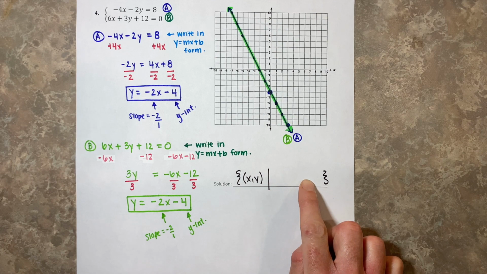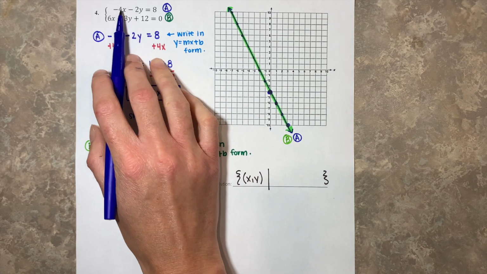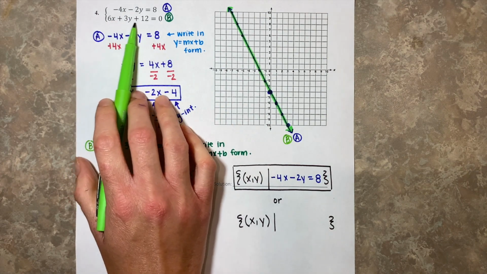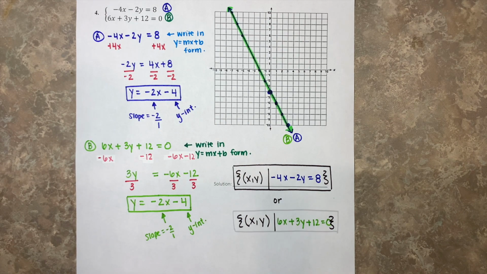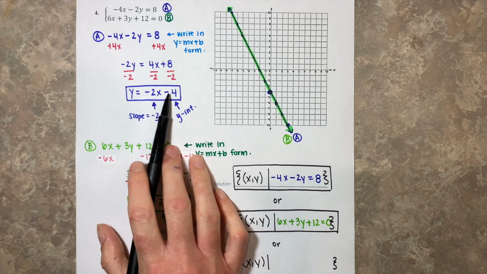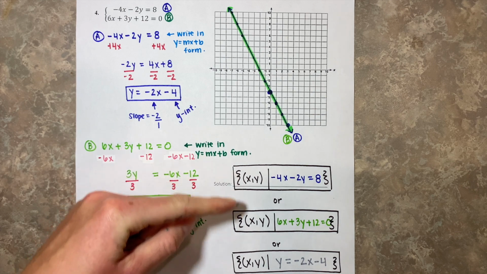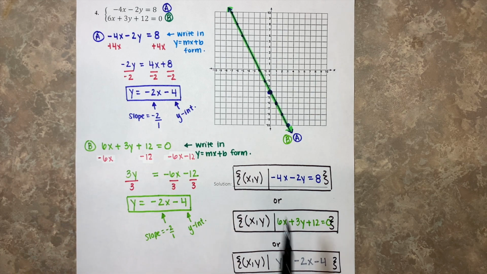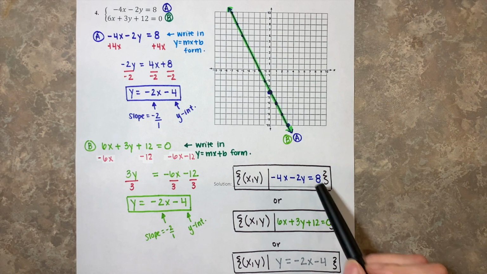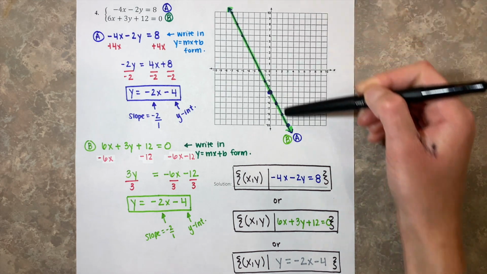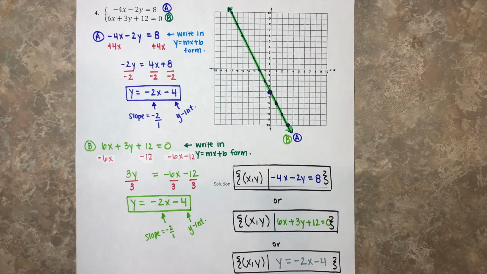We have several different options. We could insert equation A in the blank here, or instead we could have inserted equation B in the blank, or there's even a third option. We could have inserted the y equals mx plus b form into this blank. Now, you do not have to write all of these answers. Any one of these for your final answer will be acceptable. Because remember, all of these equations represent the same exact line, this line right here. So these are all equivalent ways to write your answer.